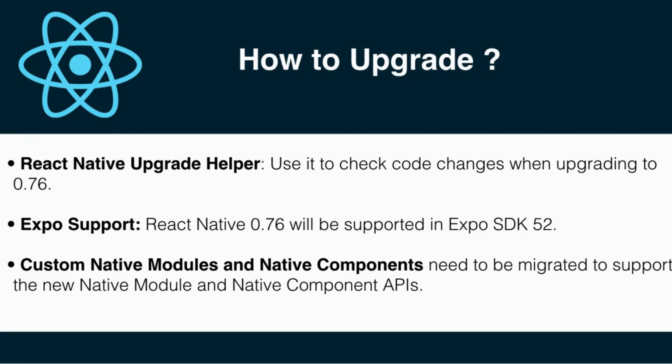To take full advantage of the new architecture and to start using concurrent features, you will need to migrate your custom native modules and native components to support the new native module and native component APIs. Without migrating your custom native modules, you will not get the benefits of shared C++, synchronous method calls, or type safety from CodeGen. Without migrating your native components, you will not be able to use concurrent features. Migrating all native components and native modules to the new architecture is recommended.